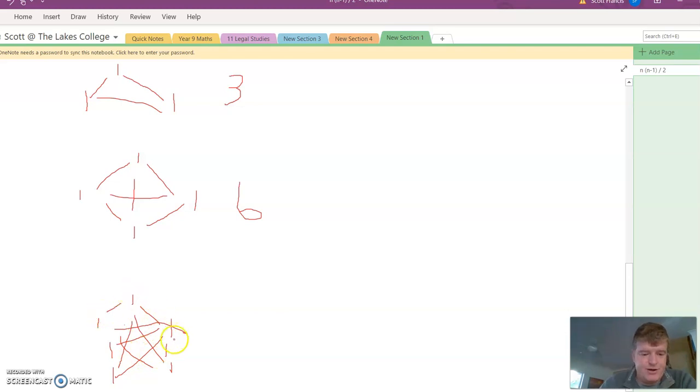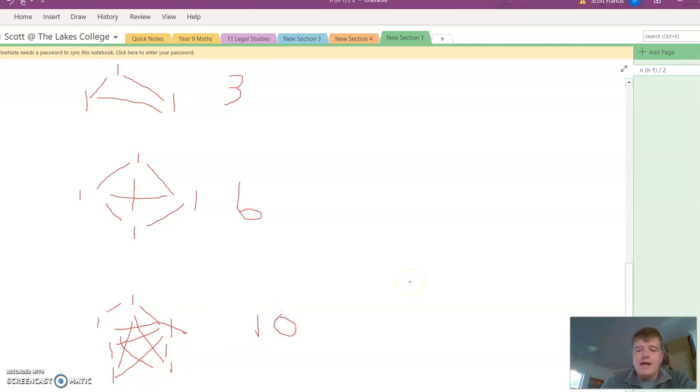Let's do 1, 2, 3, 4, 5. There's 5 people. So the first is going to have to shake with 4, the second with 3, the third with 2, and the last with 1. So if we add those up, 4 plus 3 is 7, plus 2 is 9, plus 1 is 10. So I'm getting 10 there. Apologise, that one's a little bit messy. We can do that again, but we've got better things to do with our time.